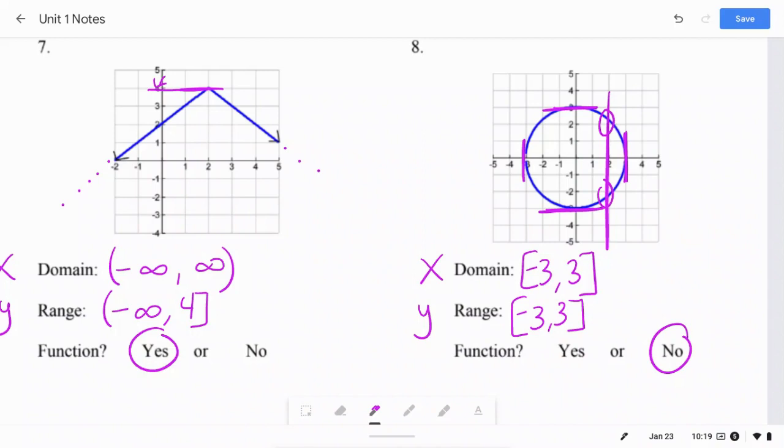So hopefully now you have a better idea of how to determine whether or not a graph is a function using the vertical line test and how to find the domain and range from a graph.